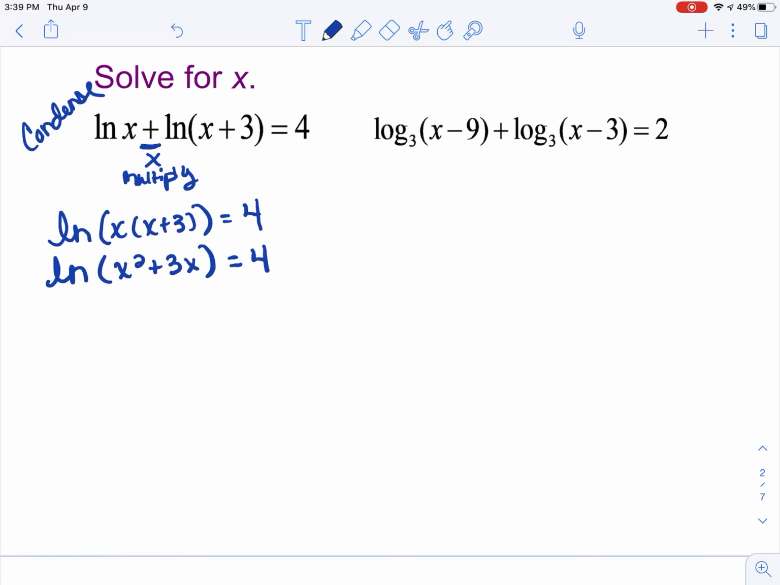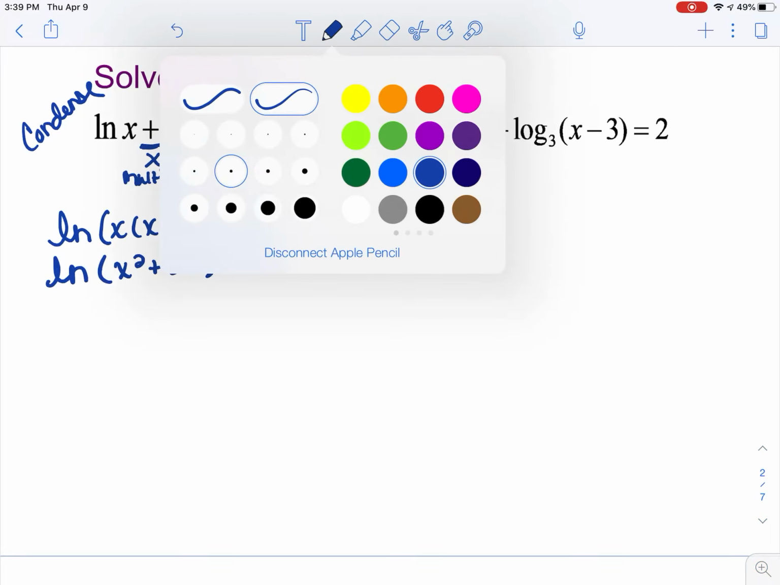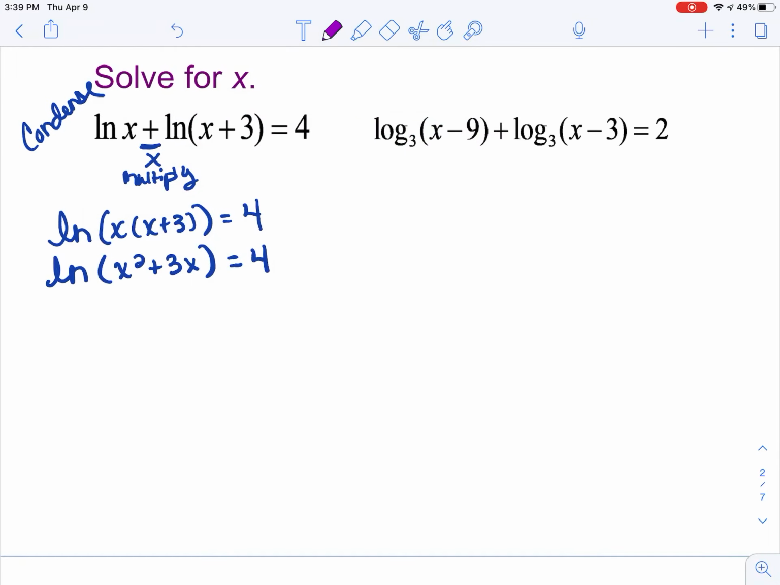So what did we learn yesterday? If I only have one logarithm, we are going to have to make this into an exponential form. What is the base on natural log? The base on natural log is e, and then I'm going to have to go like this: e to the 4th equals x squared plus 3x.